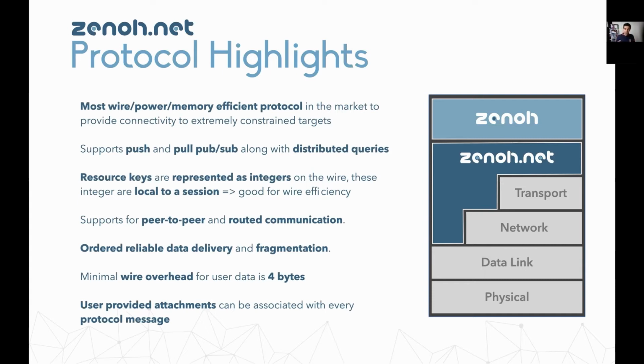In terms of communication topology, we support peer-to-peer, routed communication, and then we can have pure clients that use either a peer to route data or connect to a routing infrastructure. We support ordered data delivery and fragmentation. Okay, so that's very important. And the minimal wire overhead is 4 bytes, as I mentioned before.